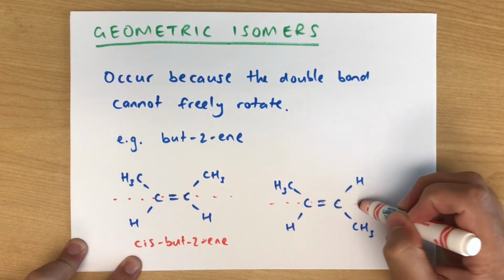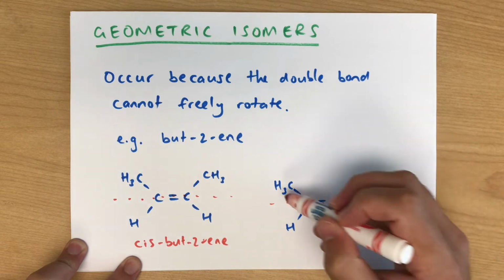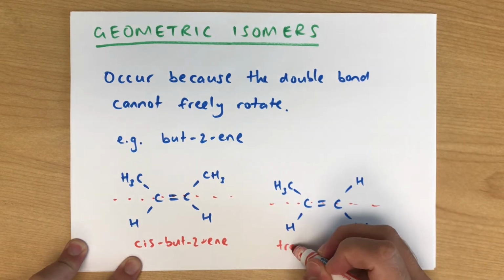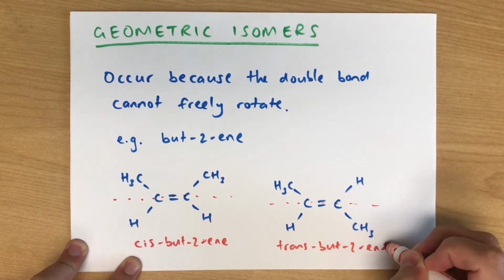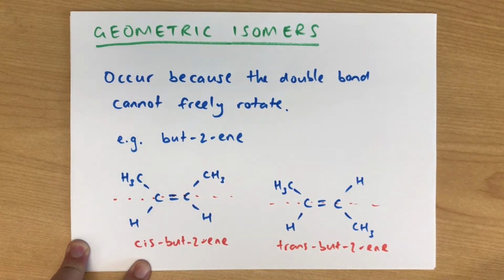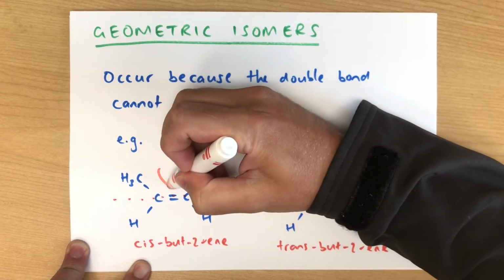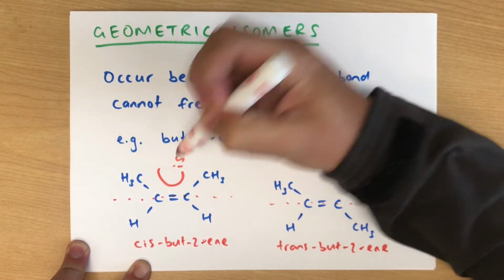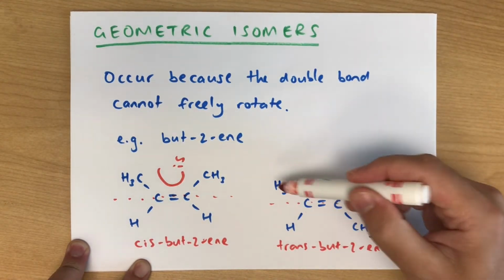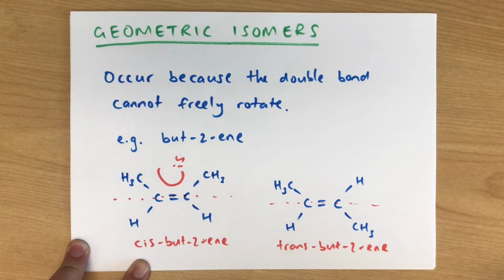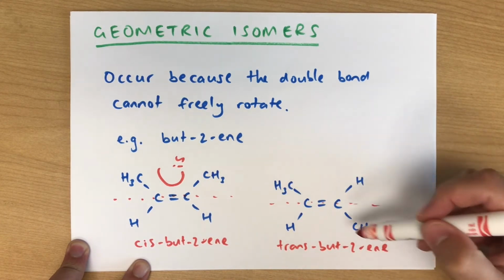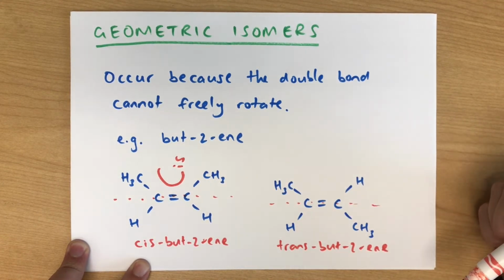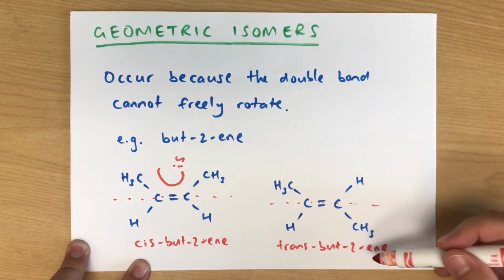If they are on opposite sides of the double bond, we call it trans-but-2-ene. One helpful way that I like to remember this is that this forms a C for cis, and these ones are opposites. So if I'm going transatlantic, I'm going across the Atlantic Ocean. So trans-but-2-ene means our side groups are on opposite sides of the double bond. We're going across the double bond.